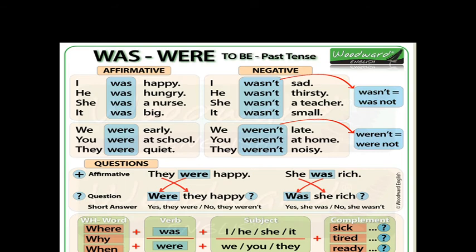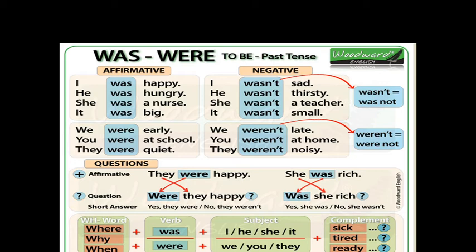Here are some examples of was and were. Like I was happy. He was hungry. This is singular. And plural, we were early. You were at school. In negative, I was not sad. He was not thirsty. We were not late. You were not at home.